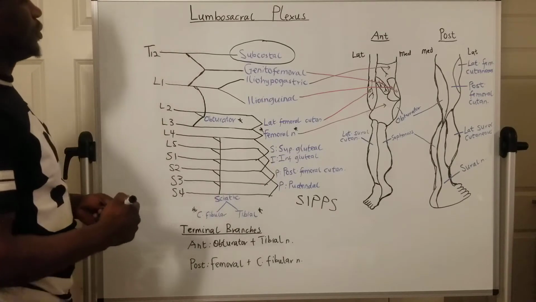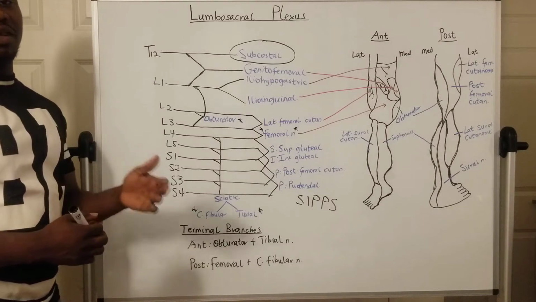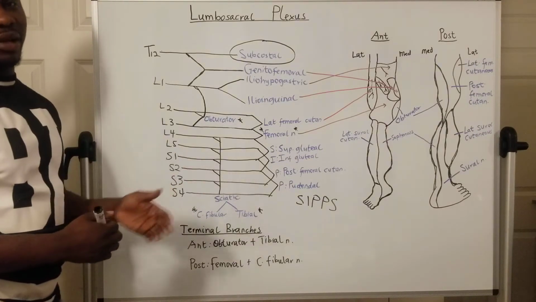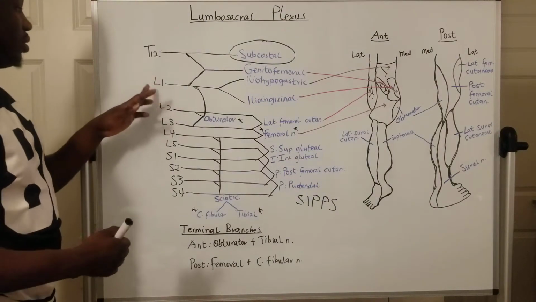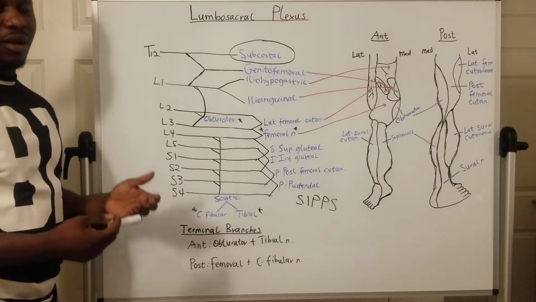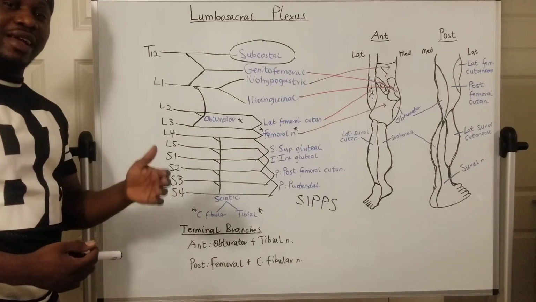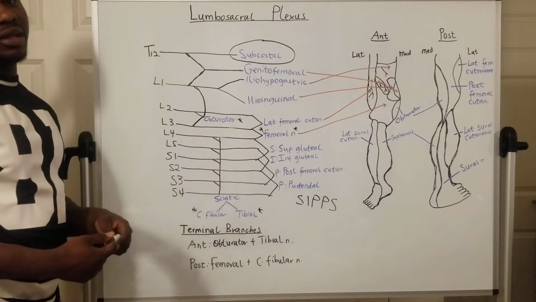So the lumbar plexus comes from the anterior or ventral rami of the spinal cord. So the nerve roots L1, L2, L3, L4. So the lumbar plexus is from the anterior or ventral rami of L1, L2, L3, and L4.